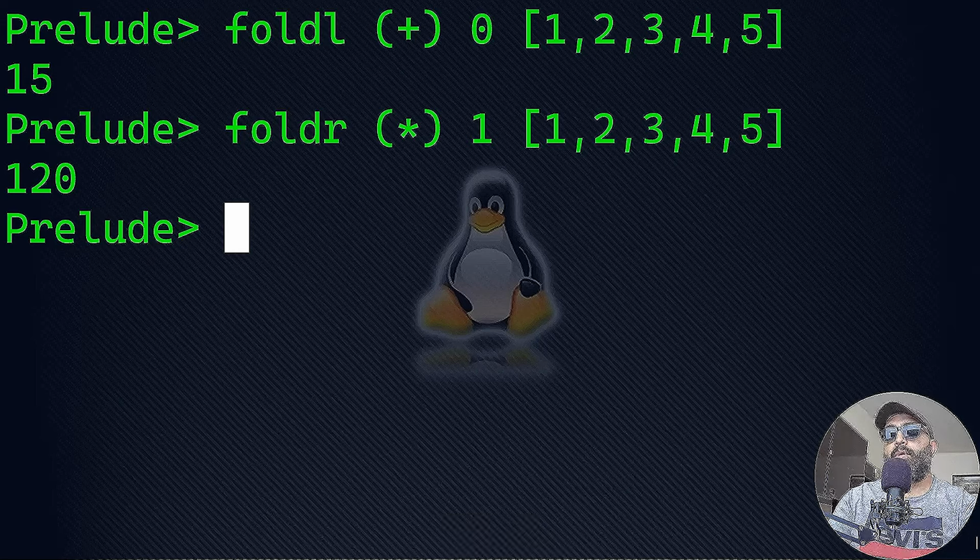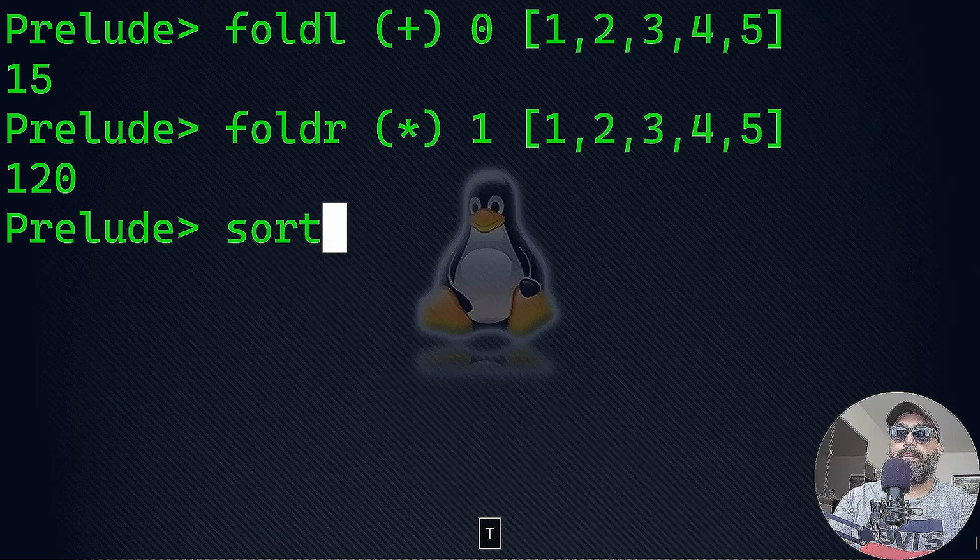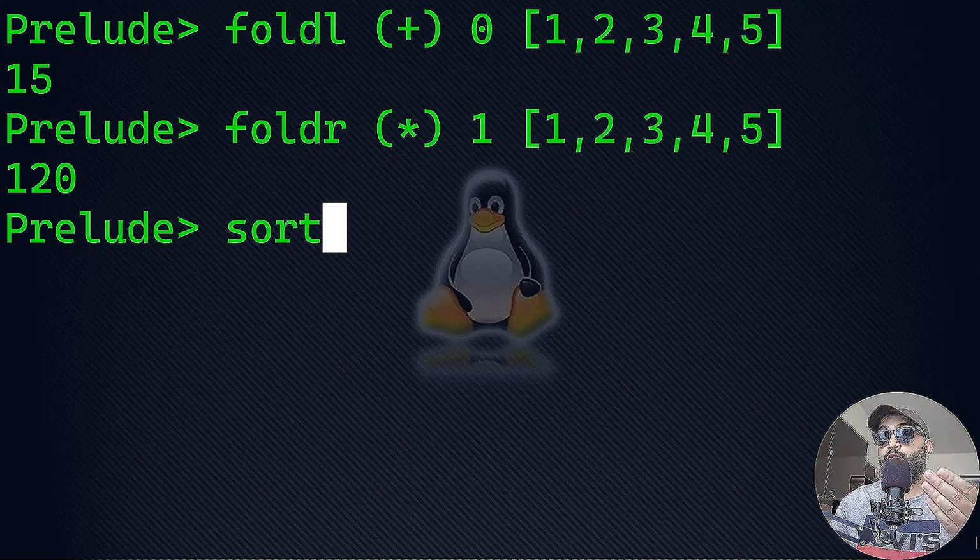Right, let's see what else we have. We have another higher order function called sort. So sort basically sorts the elements of a list. If you pass numbers in a list in an unordered way, sort is actually going to sort the list, right? It's going to order the numbers in that list in an ascending way.